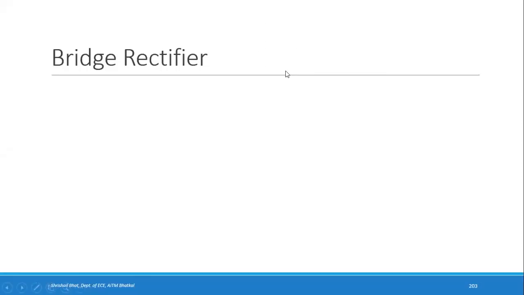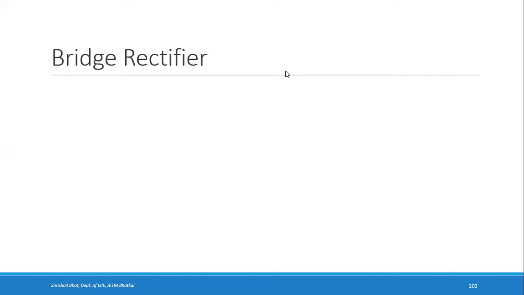So previously we have seen two kinds of rectifiers. One is a half wave rectifier. The other one is a full wave rectifier. We have seen a full wave rectifier using two diodes, and we have also solved some numerical examples on that. There is another way of constructing a full wave rectifier. We have said this, right?